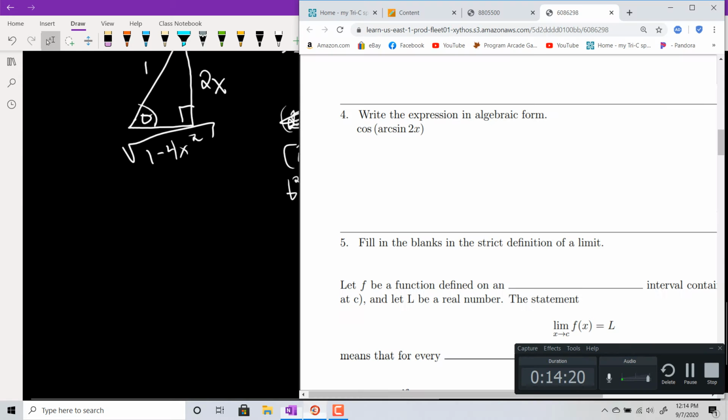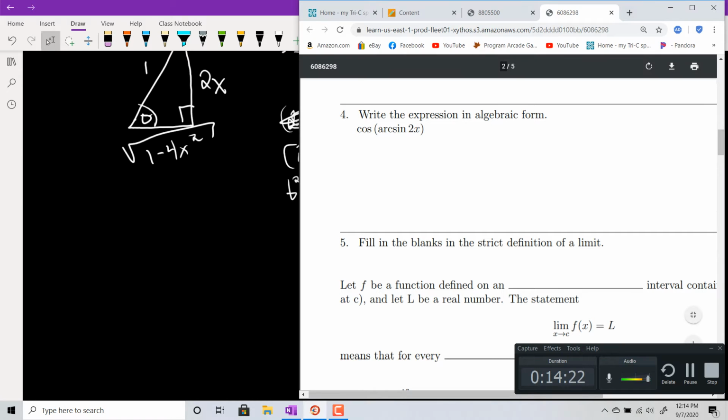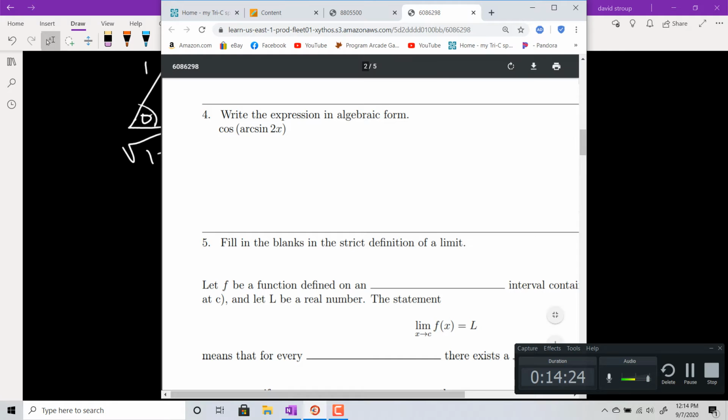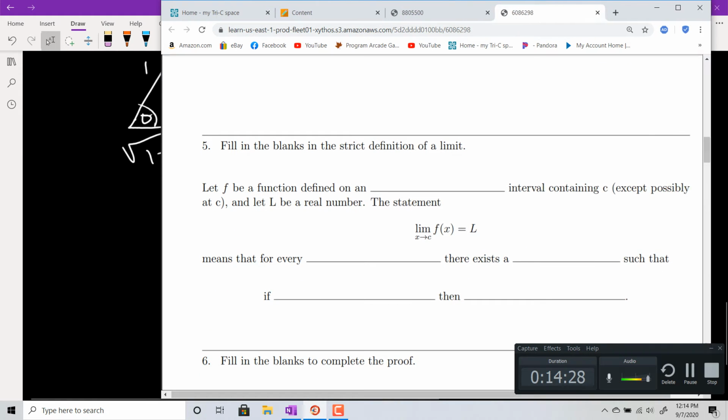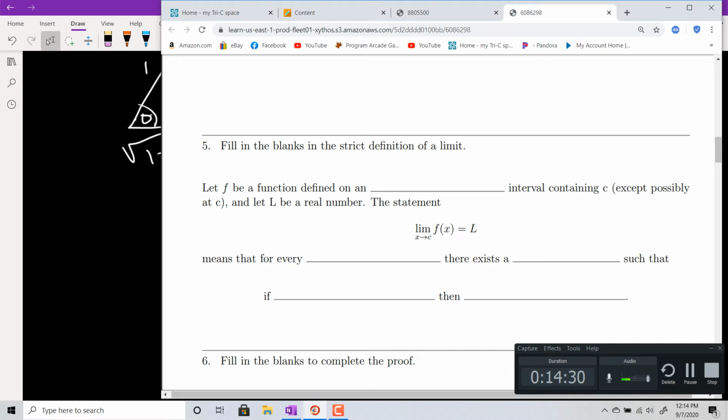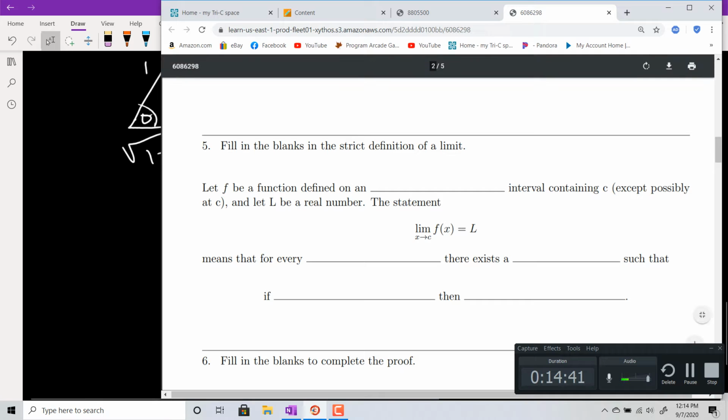Let's move on. You need to know the definition, the strict definition of a limit, and probably on the test it will be pretty much the same fill in the blank type. So let f be defined on an open interval. So we're dealing with open intervals. That kind of stuff becomes more and more important later on in the math universe. So we need to notice that we're saying open, not closed. Open interval containing c except possibly at c, and let L be a real number.